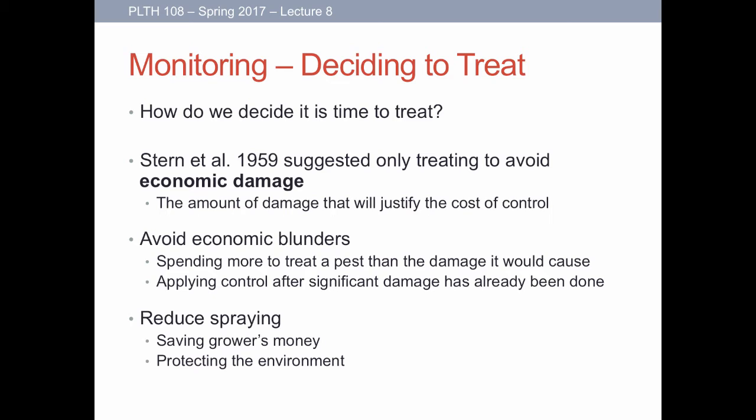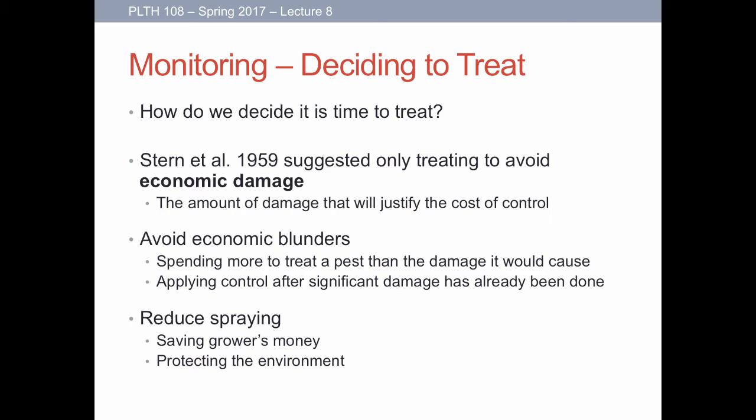Stern et al. were really the first ones who sent us down the path that IPM takes, which is that we should treat whenever we are at what they called economic damage. Economic damage is a rather irritatingly vague definition of the amount of damage that justifies the cost of control. So that leaves a little bit of room for interpretation.